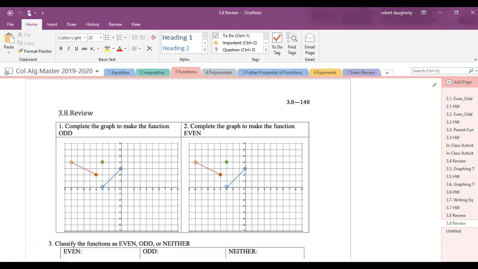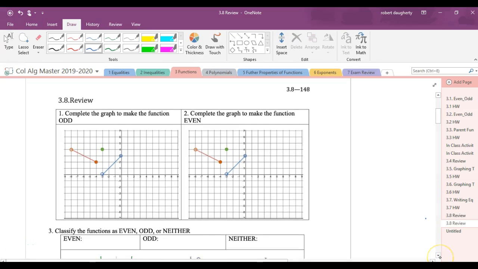Okay, this is a review for the section on functions, even, odd, and graphing parent functions. Complete the following graph to make the function odd. Odd means opposite. So if you look at this green dot right here, that's left 3 up 4. The opposite of left 3 up 4 is right 3 down 4. So let's put that point right here.